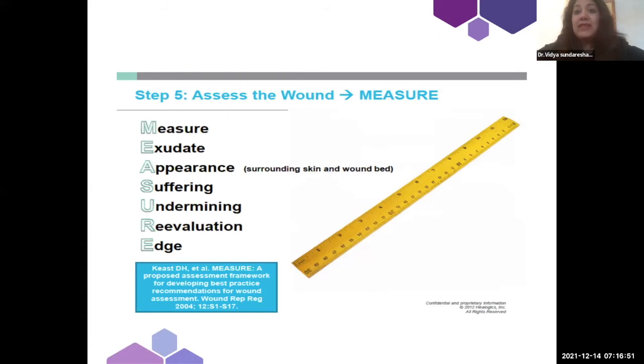You want to look at the appearance of the wound bed. That's very important. How much of the wound is actually granulated? Is there a lot of slough? Do I need to debride this? Is there pain? When I say suffering, that's pain. Undermining, again, that will help you determine whether there is an element of pressure.